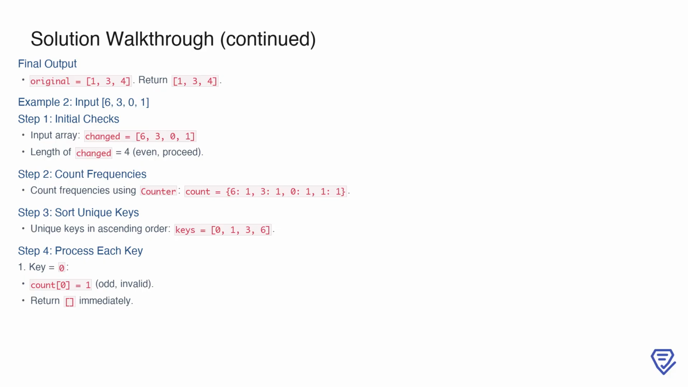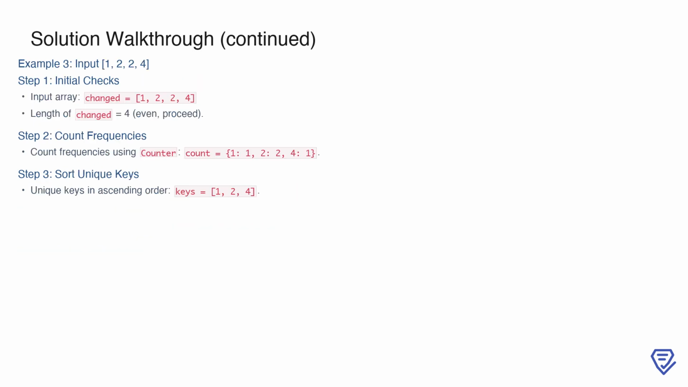As we process the smallest key, 0, we find that its frequency is 1, which is odd. This immediately invalidates the input because a doubled array cannot have an odd count for any number. Therefore, we return an empty array right away.